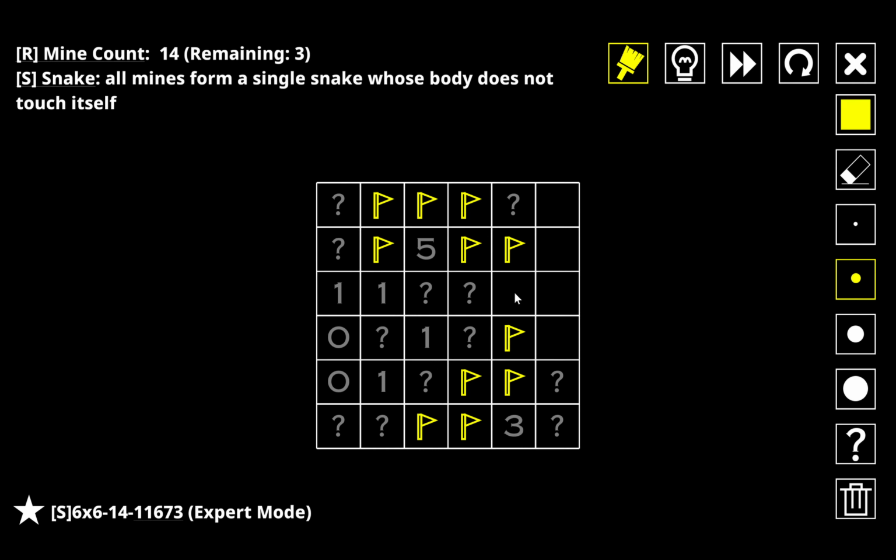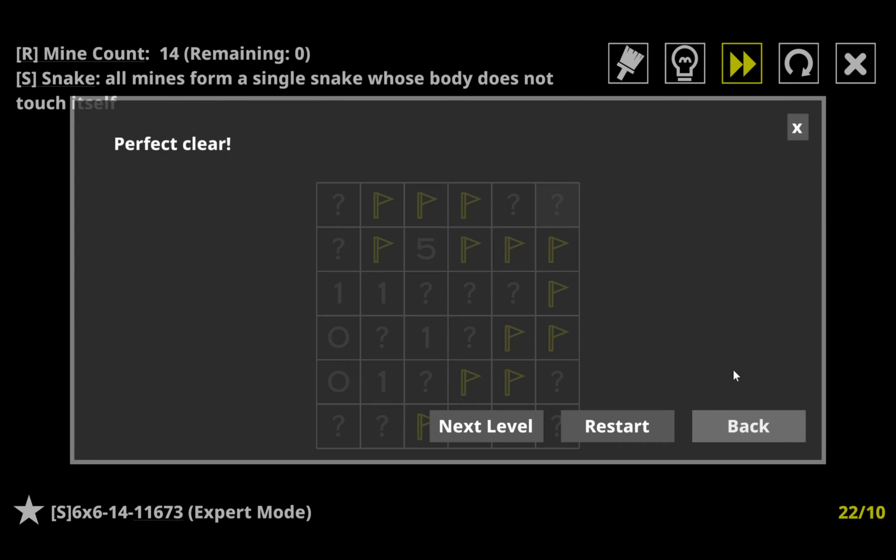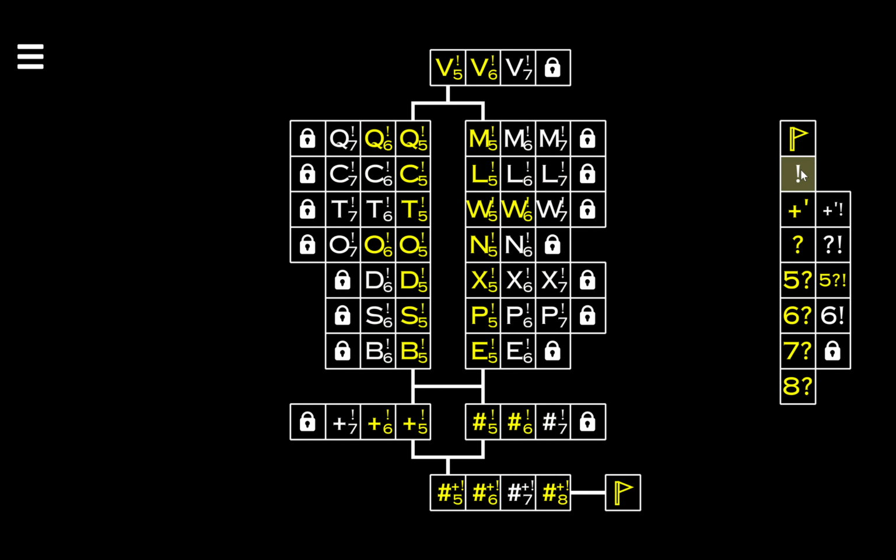One last thing we can notice is that if we put a mine here, then our snake is completed, but we would still have 2 mines left from our global mine count. So we know this is a non-mine. We can connect up these to finish up our snake. And there we go, puzzle is solved. So that's how snake looks.